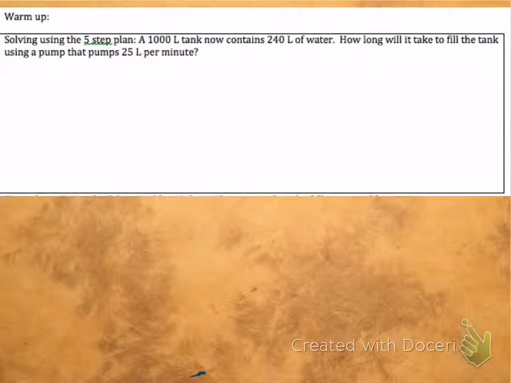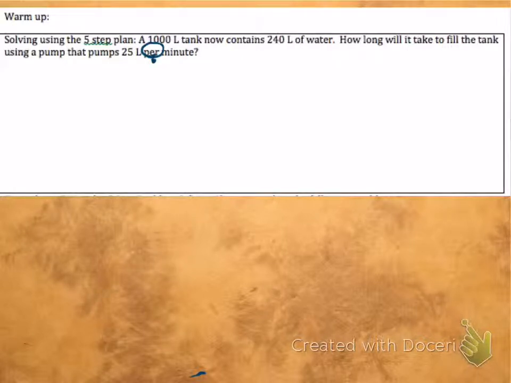So we start by reading the word problem. Solving using the 5-step plan. A 1,000-liter tank now contains 240 liters of water. How long will it take to fill the tank using a pump that pumps 25 liters per minute? Notice that "per" should tune you into a multiplier.